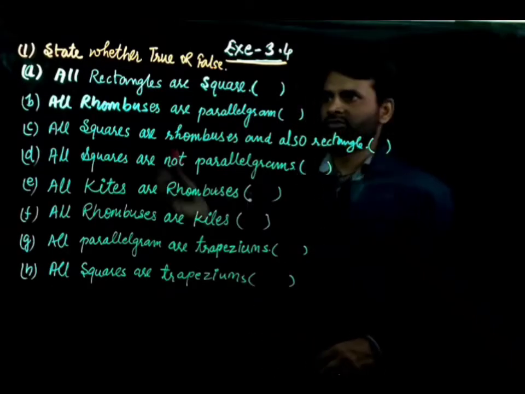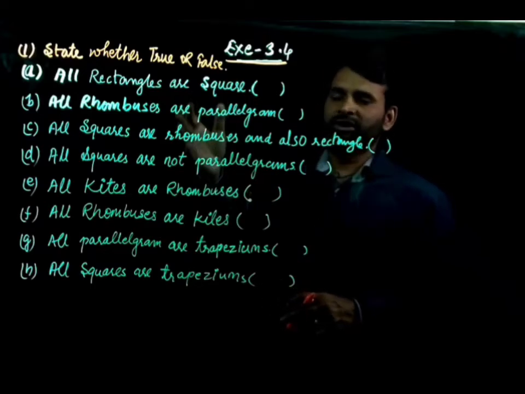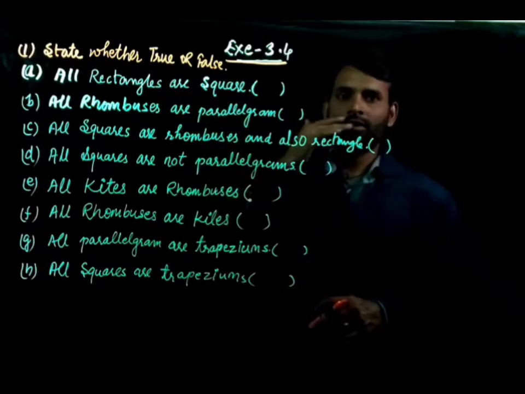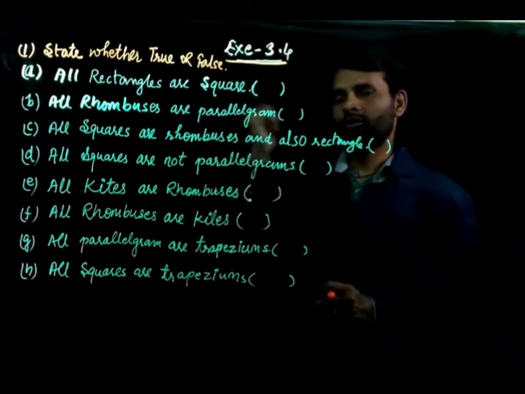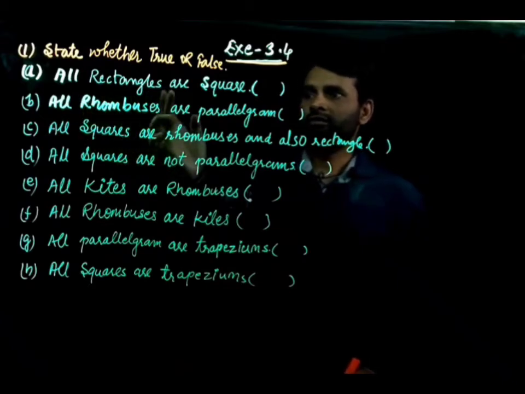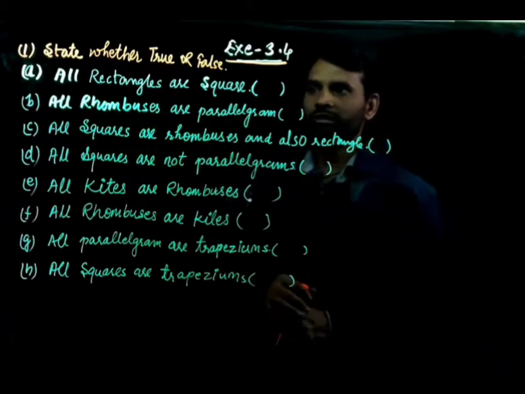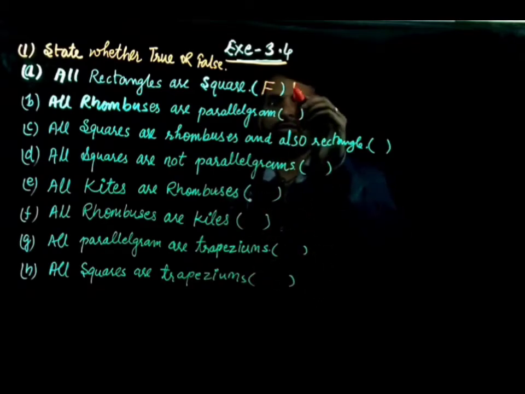First question, state whether the statements are true or false. Which statement is correct? You write T for true, and for the statement that is wrong, you write F for false. The first question: all rectangles are squares. It is false. You write F.